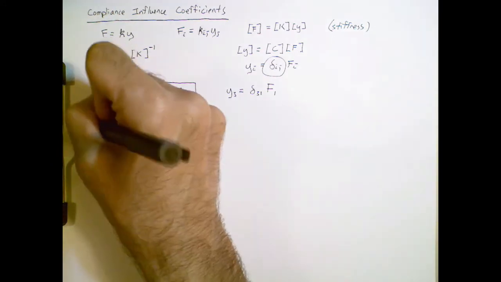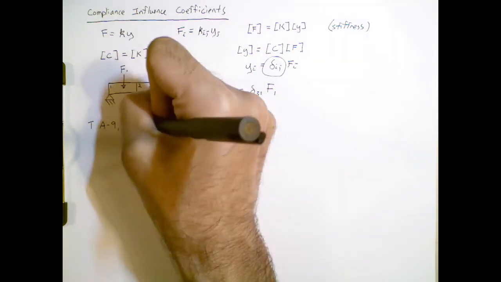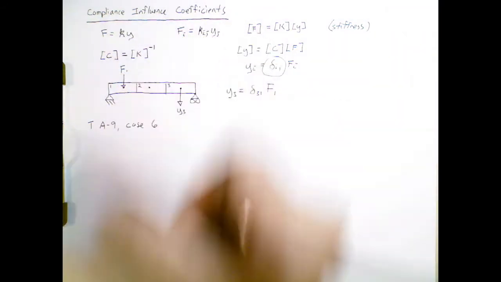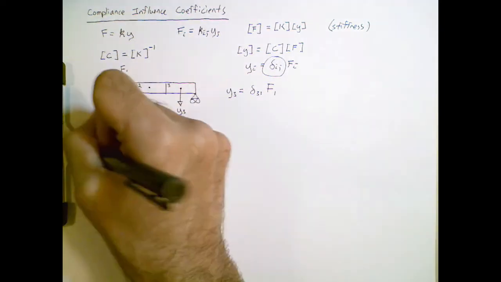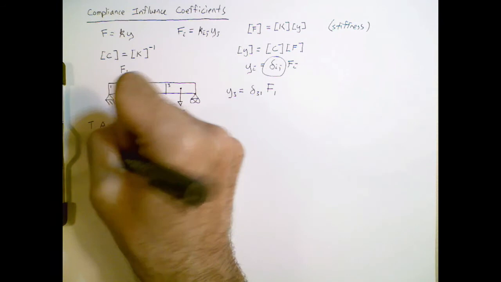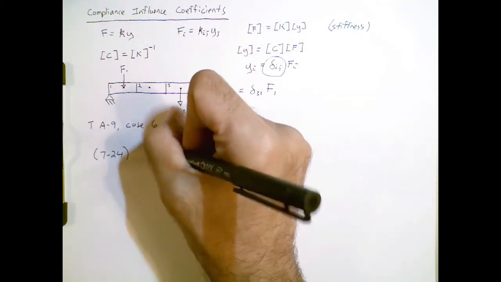So if we go to table A9 in your textbook, case 6, we can use the formulas for deflection described in that table to determine what the influence coefficients are. Equation 7-24 describes what these influence coefficients are, and it depends on whether the deflection we're measuring is to the left of the load or to the right of the load.